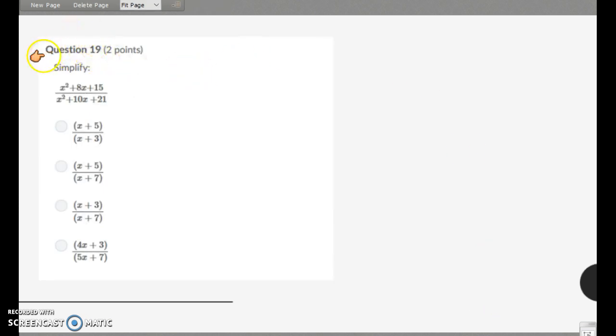Question number 19, simplify. x squared plus 8x plus 15 divided by x squared plus 10x plus 21. Answer choices are x plus 5 divided by x plus 3, x plus 5 divided by x plus 7, x plus 3 divided by x plus 7, or 4x plus 3 divided by 5x plus 7.